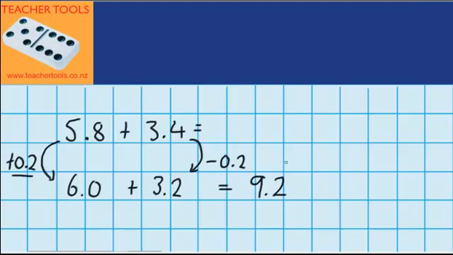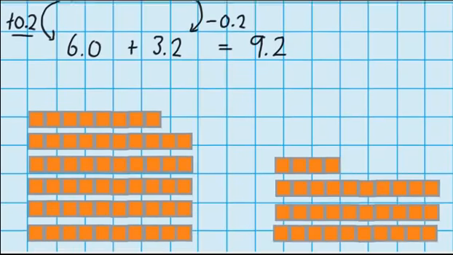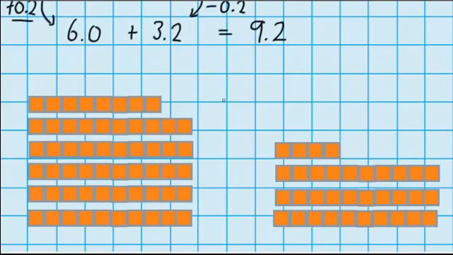And just like we did the last time, you need to be able to explain why one of these numbers is getting smaller and why one of these numbers is getting bigger. Stop this video now and see if you can explain why that's happening to a buddy. Well, hopefully you've explained it a little bit like this. You've asked your buddy to imagine 2 piles. This pile here has 5.8 in it, and this pile over here has 3.4 in it.